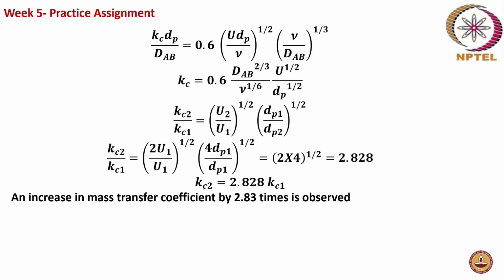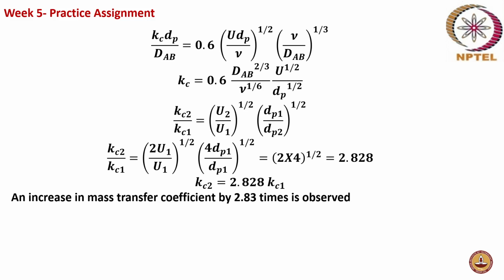What would have happened if the diameter of the particle is decreased to half? Then you could find that in the second term you will have 2 times of dp1 by dp1, so it will be square root of 4, that is 2 times increase.